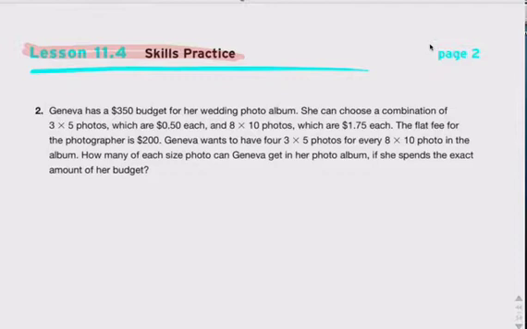Geneva has a $350 budget. Okay, so she has that much money. That's her budget, so it has to equal $350, whatever it is. For her wedding photo album, she can choose a combination of a 3 by 5 photo, which are 50 cents each.